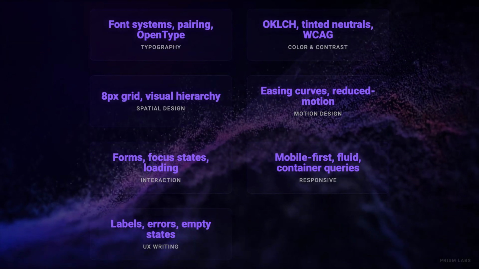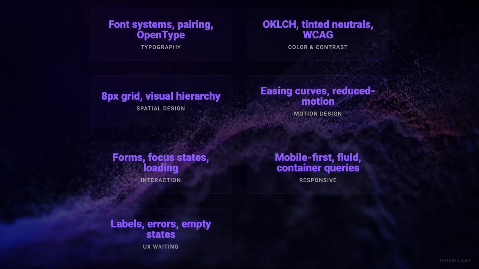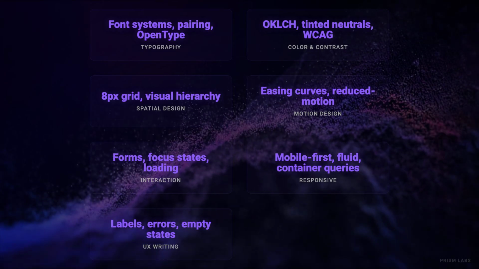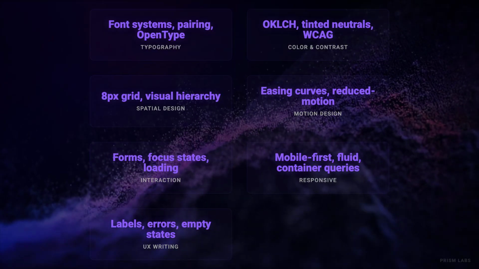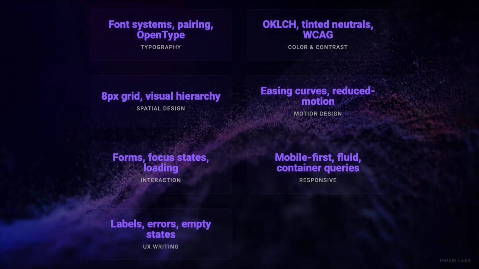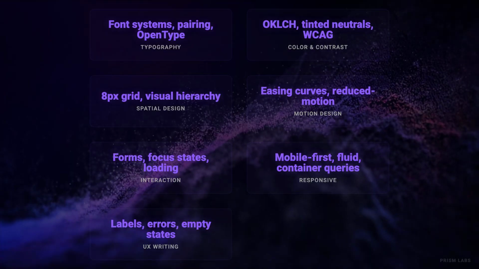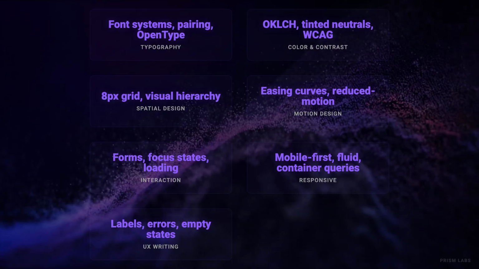Spatial design covers 8-pixel grid spacing systems, visual hierarchy principles, and consistent padding and margin patterns. Motion design provides guidance on appropriate easing curves, stagger timing for list animations, and critically, reduced motion media queries for accessibility. Interaction design handles form patterns, focus state styling, loading and skeleton patterns, and touch target sizing.